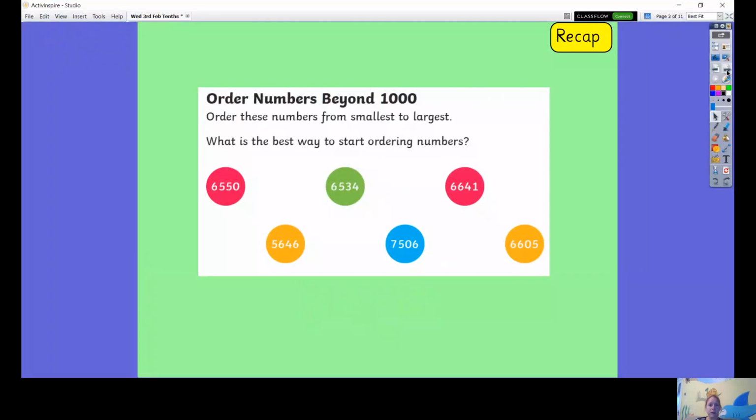So could you pause the video here and order these numbers from smallest to largest, and think about which is the best way to start ordering numbers. Remember, we need to look at the biggest column first, and in this case that's the thousands column. Off you go.